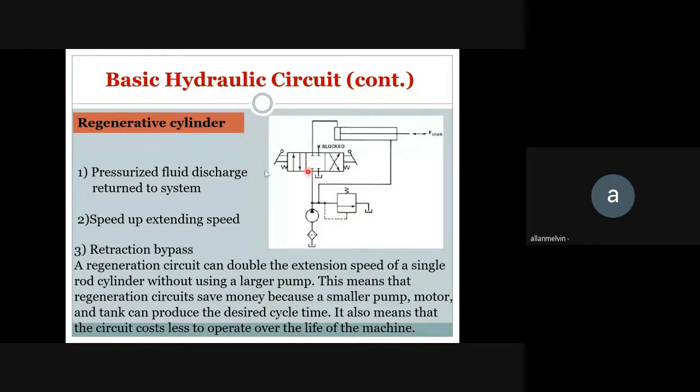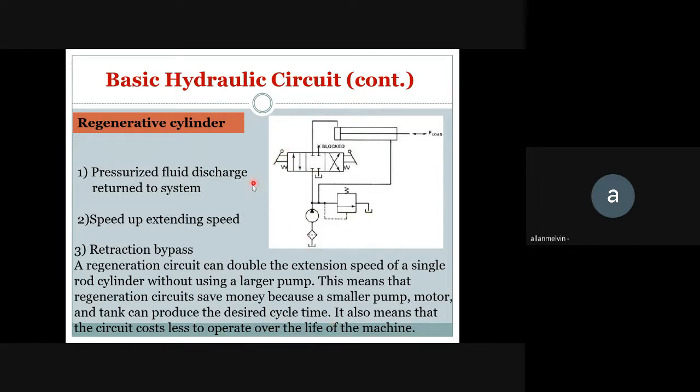Retraction bypass, a regeneration circuit, can double the extension speed of a single rod cylinder without using a larger pump. Normally we will go through the valve and you will increase the capacity of the pump, meaning you supply more, so you increase the speed by supplying more. But by doing this, you don't need to use a larger pump. The speed of the extension will still be fast with the same pump. This means the regeneration circuit saves money because a smaller pump, motor and tank can produce the desired cycle time. It also means that the circuit costs less to operate over the life of the machine.